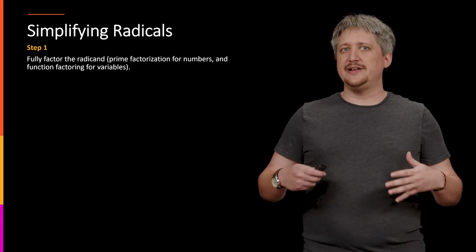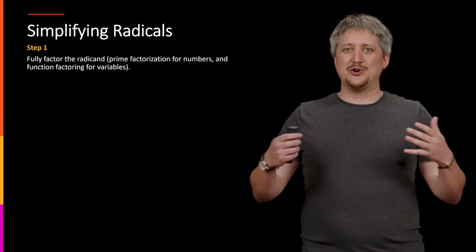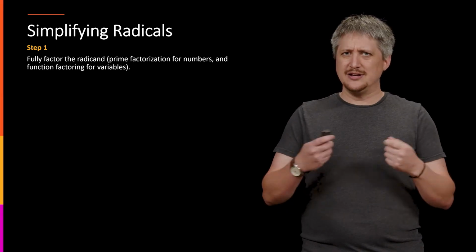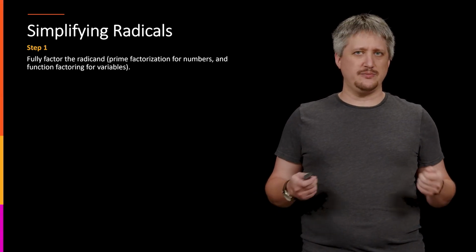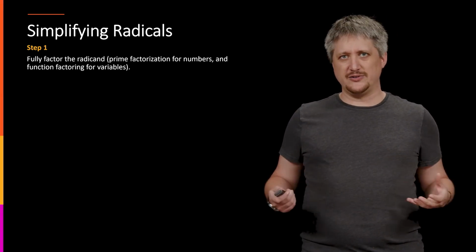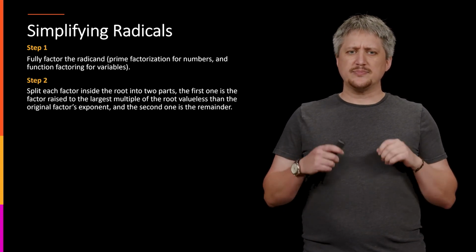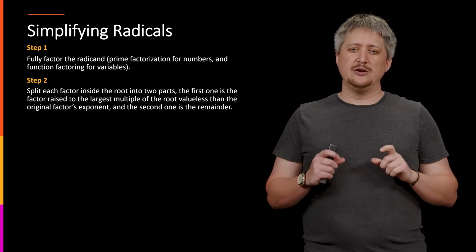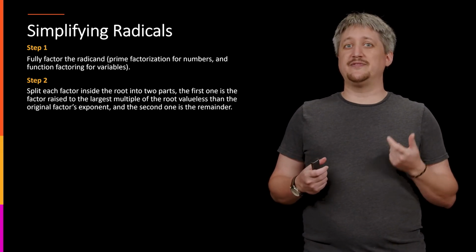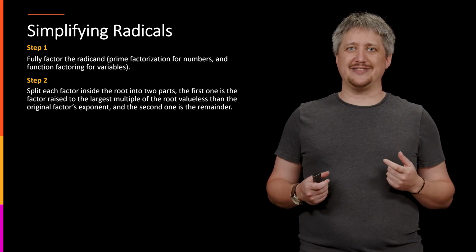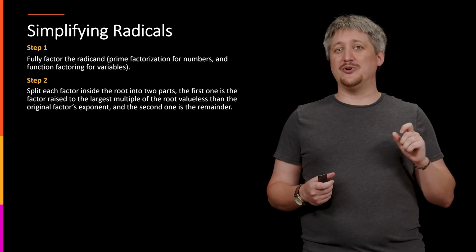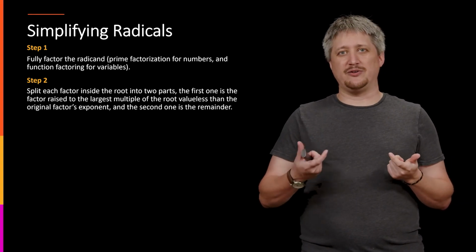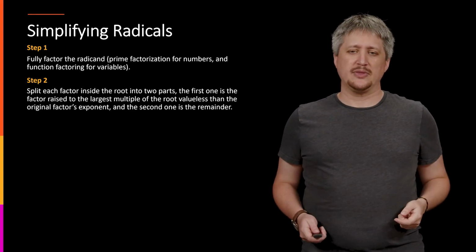All right, so breaking this down into our coherent strategy for even or odd. Step 1, fully factor the radicand, whether it's numeric or algebraic, you always have to factor these things. Step 2, split each of the factors inside the root into 2 parts: the perfect square, cube, whatever, the largest multiple of that root value without going over, and then whatever the remainder part is. And we do that for each term.